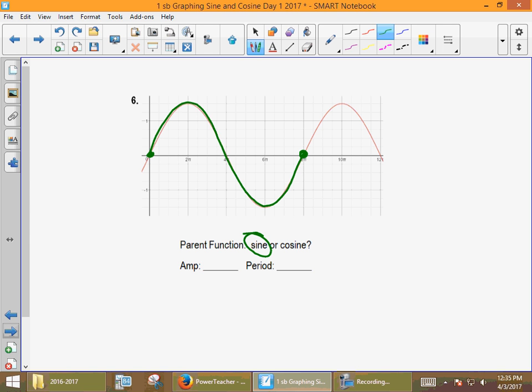Amplitude, careful, 1.5. The tick marks are kind of funny on this one, but the 4th line up is 1, so just 2 above that would be 1.5. Period. How long does it take to make one full cycle? 8 pi. You need an up and a down.